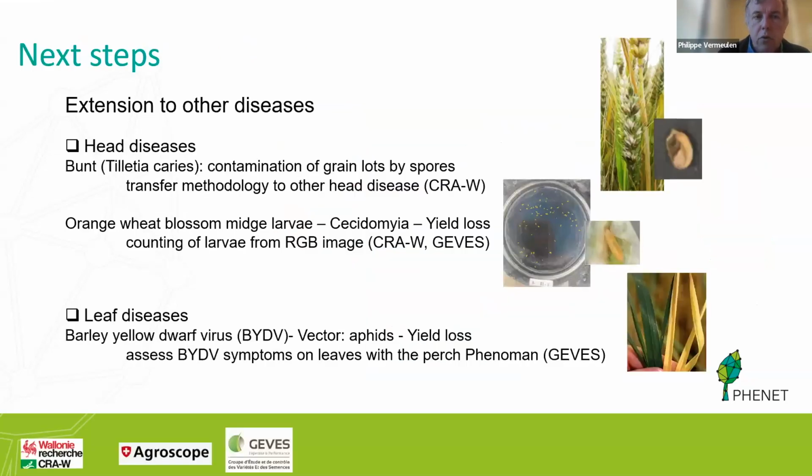Another topic we will address in the PHENET project is to extend the use of those technologies to other diseases on the wheat, but also other diseases on the leaves. That will be done using the phenotyping platform, for example, in GWS, but also the imaging systems.